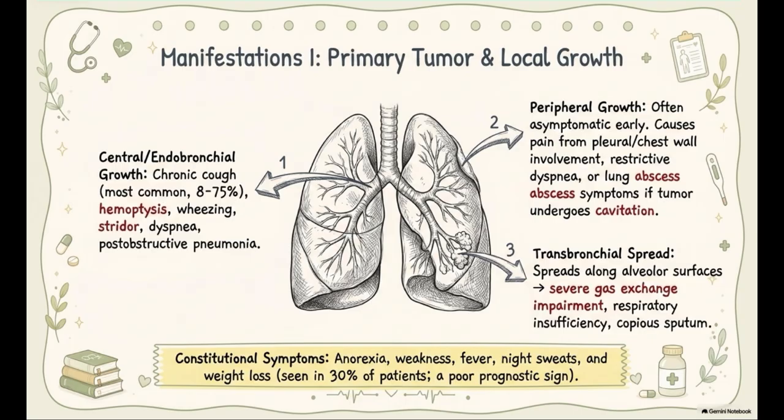Peripheral growth happens out near the edges of the lungs. This is often completely silent early on. But as it grows, it causes pain against the chest wall. It restricts breathing if the tumor forms a hollow cavity. It can cause lung abscess symptoms. If the cancer spreads along the lung surfaces, it leads to severe oxygen impairment and copious amounts of mucus.